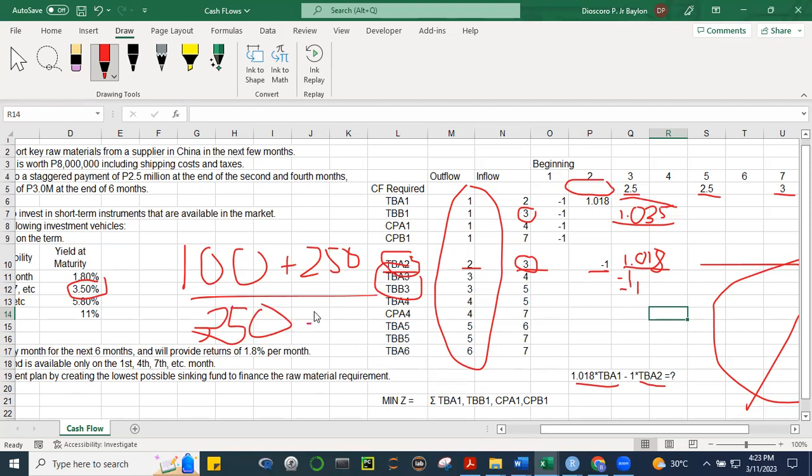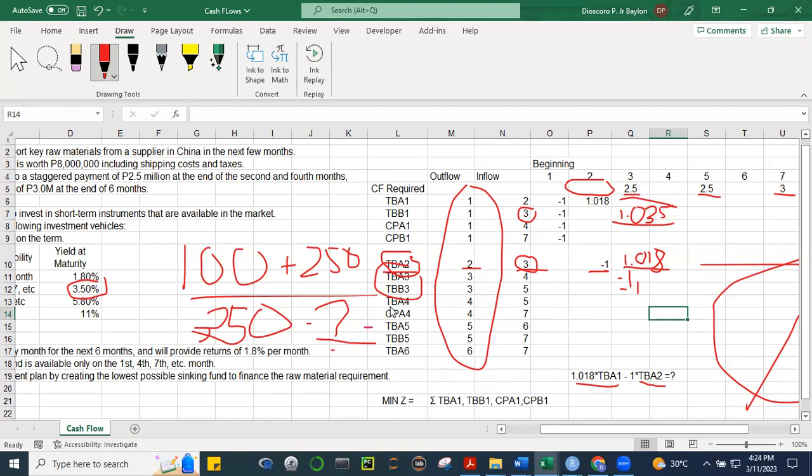We don't know what that is, but we're not saying that whatever we'll invest in TBA3 came from TBA1. We don't know, or TBA2. No, we're not saying that. What we're saying is whatever proceeds we get in month 3, some of it will go to TBA3, some of it will go to TBA4, TBB3.